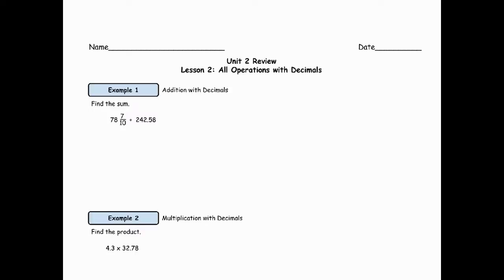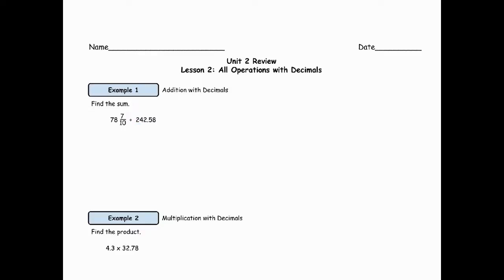Unit 2 review, Lesson 2, all operations with decimals. Example 1, we're adding with decimals. The directions say to find the sum. We know that the sum is an answer to an addition problem. So in this case, we have 78 and 7/10 plus 242 and 58/100.